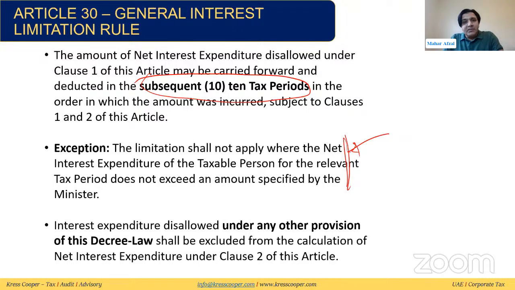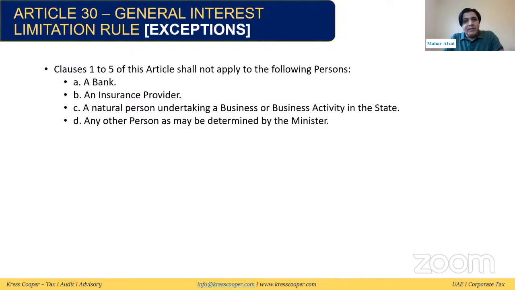Moreover, they said any interest which is not allowed under any other provision of the law will not be considered here as well. So these are the generic interest capping rules. Under the interest capping rule we discussed, 30% of EBITDA, we can claim it. Then this EBITDA and this net interest will not carry any direct or indirect impact related to the exempt income. The remaining can be carried forward for the period of 10 tax years. And if the amount is below the threshold specified, the investor will be able to claim 100% interest as an expense.